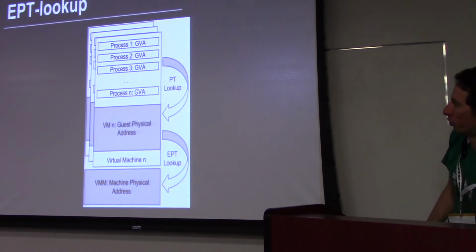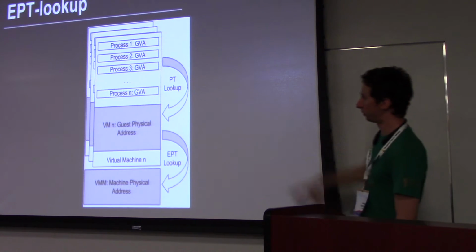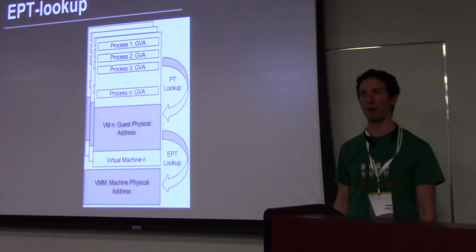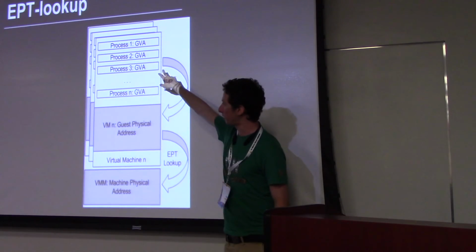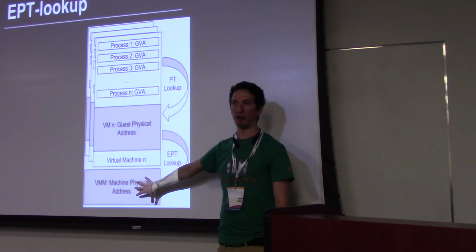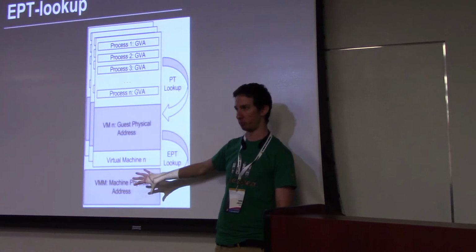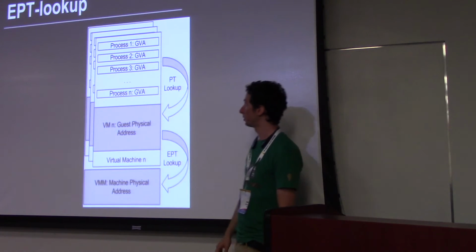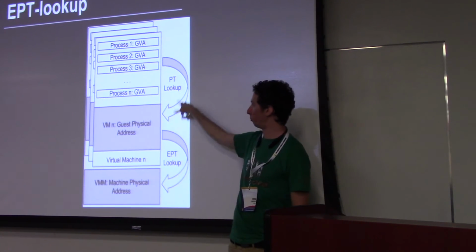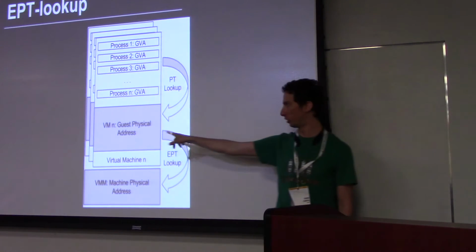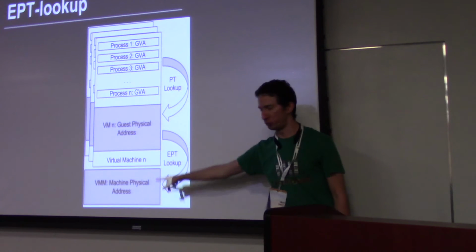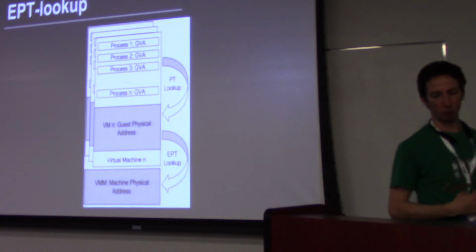To better understand what I'm talking about, this is the hardware lookup for memory accesses when you have a hypervisor. Up here you would have a process, here you have the physical address space for the virtual machine, and then you have the actual physical address space of that machine in the hypervisor space. So when a guest tries to access virtual memory, it would first go through page tables and get translated to a guest physical address, and then go through a second layer of translation using EPT, and that would get you the actual address of where that memory is located.